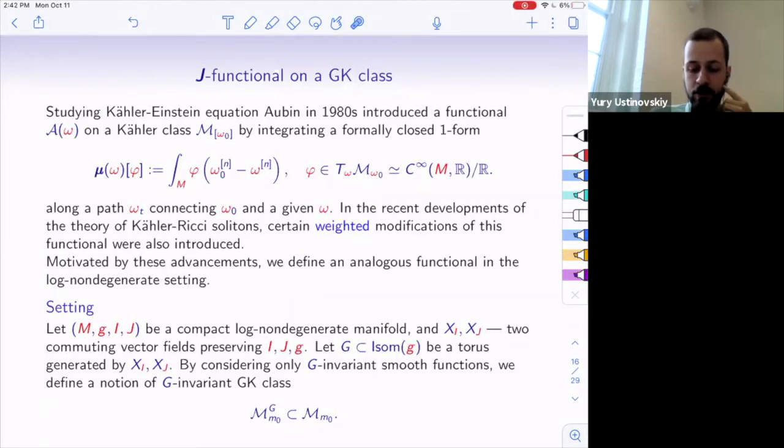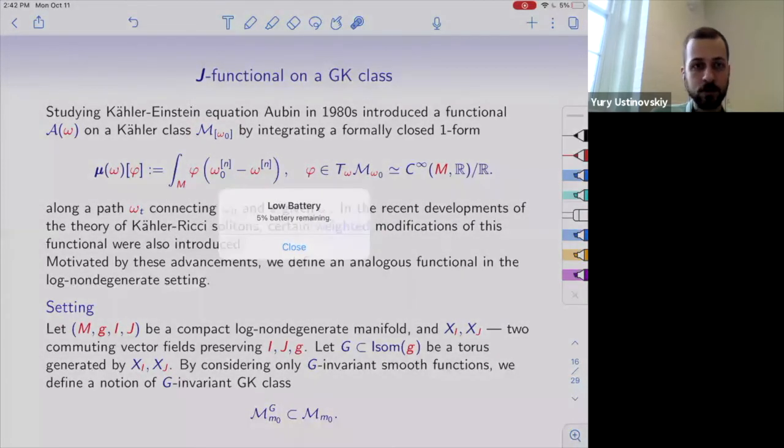So as a motivation, studying Kähler-Einstein metrics, Aban in the 1980s introduced a functional in the Kähler setting on a given Kähler class. And this functional is defined by integrating a certain one form along the Kähler class.